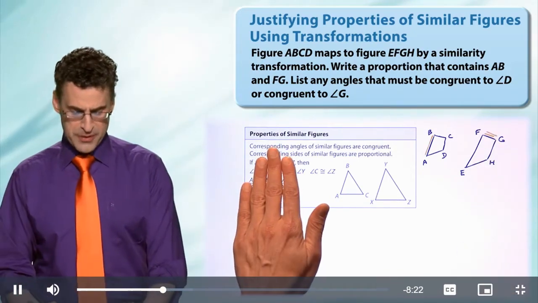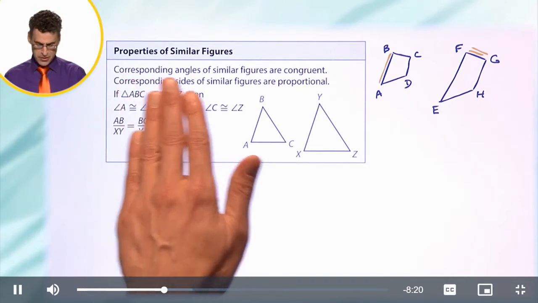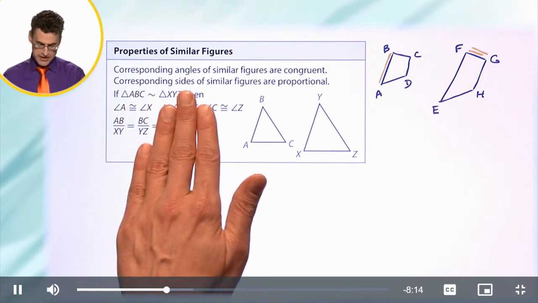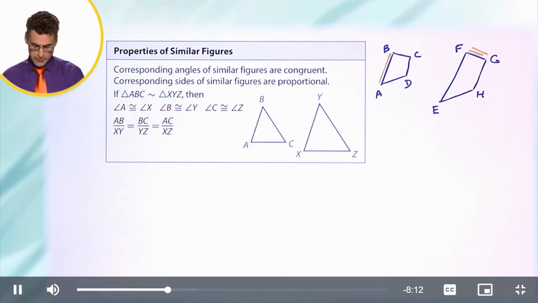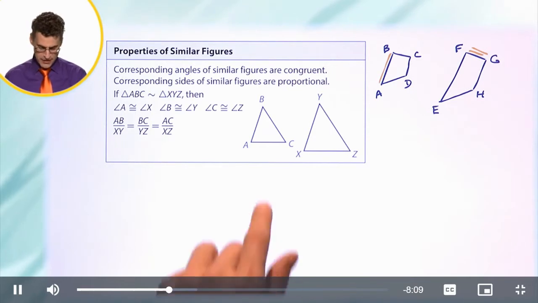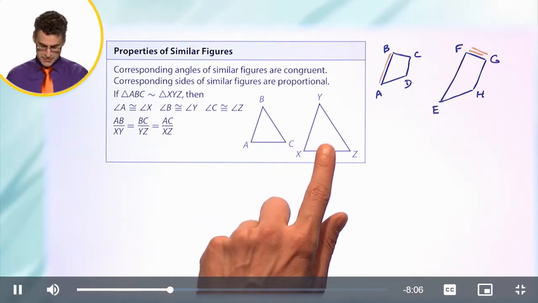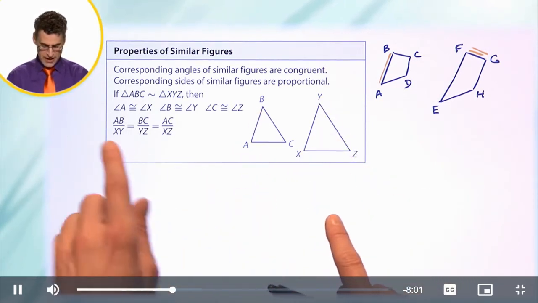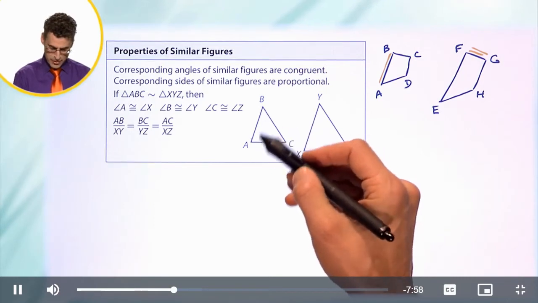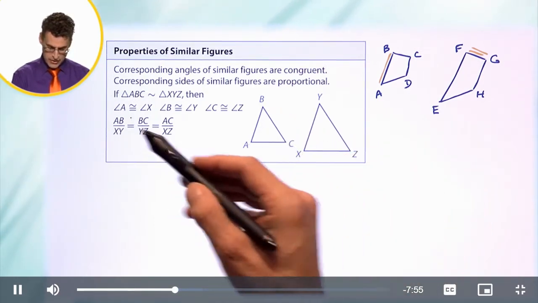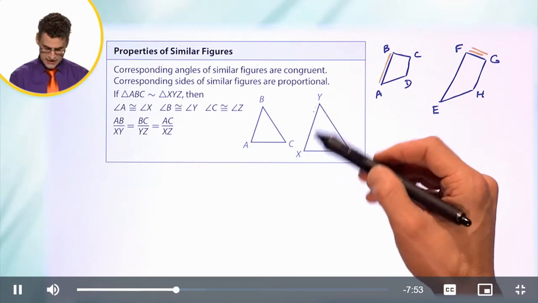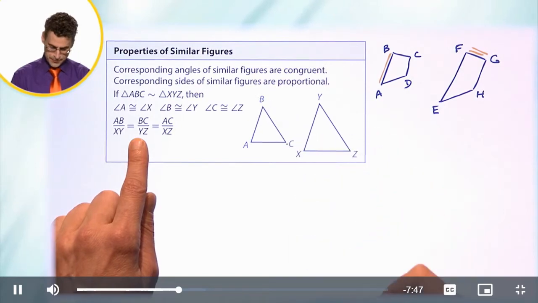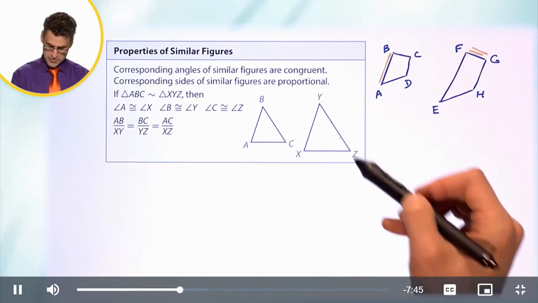Well, so let me just remind you of properties of similar figures. If we have similar figures, then we know corresponding angles of similar figures are congruent, and corresponding sides of similar figures are proportional. And then here's the little example that we've been thinking about, which if I know that this triangle is similar to this triangle, then I know the corresponding angles are congruent, which means they have the same measure. And more importantly, if I take, for example, AB, and take a ratio of AB to the corresponding XY, then that will equal BC, and then its ratio with the corresponding part here.